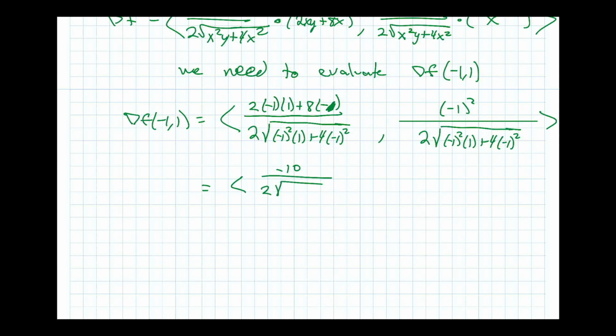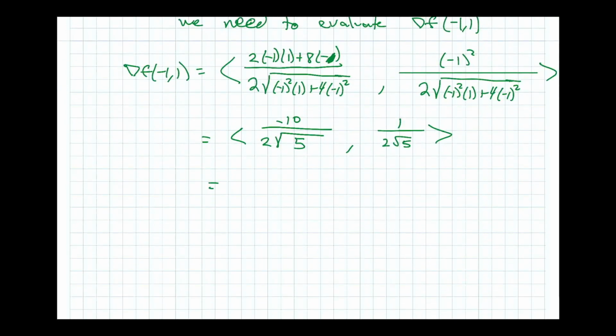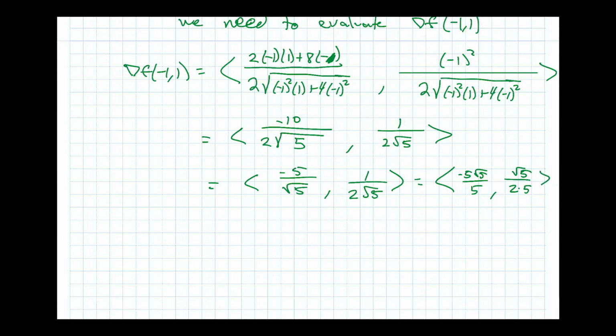And then 2 square root, what do we got in here? 1, this is all 1, plus 4. So square root 5, it's just square root 5. Okay, and the other one's going to be 1 over 2 square root 5. All right, so what do we get? We get -5 over square root 5, comma, 1 over 2 square root 5. If you want to rationalize the denominators, you can. You get -5 square root 5 over 5, and square root 5 over 2 times 5.